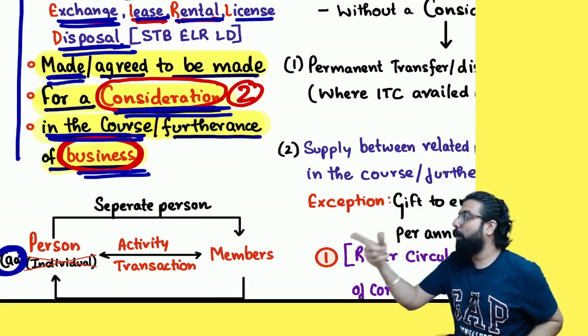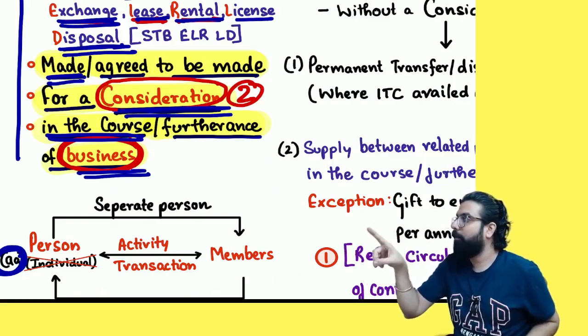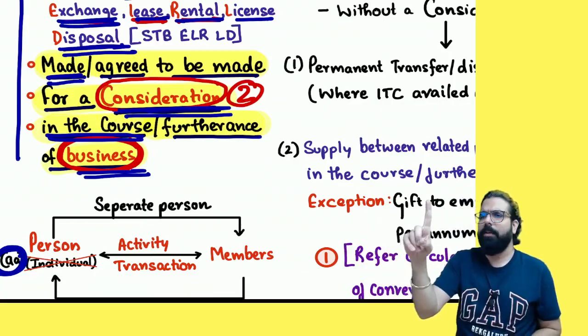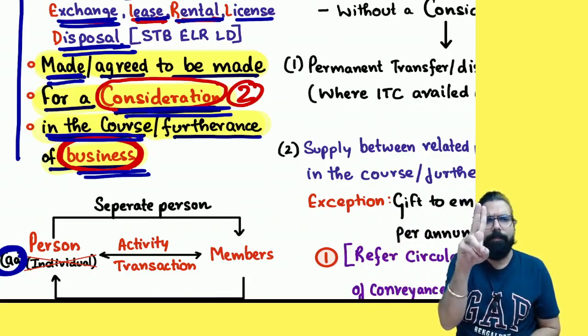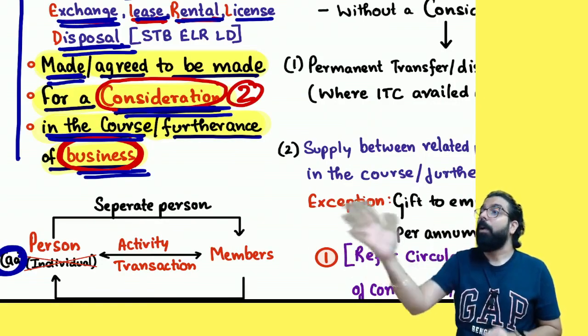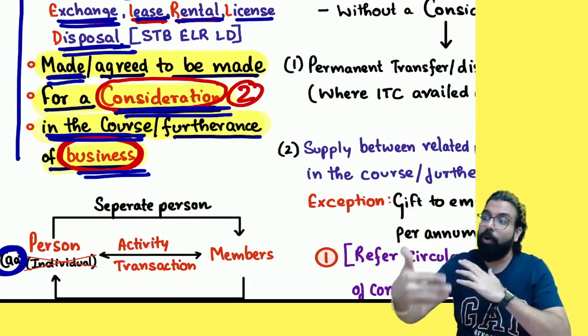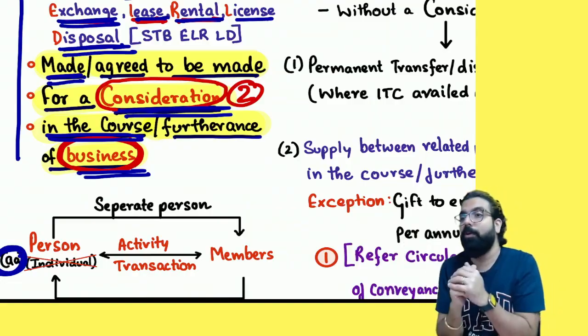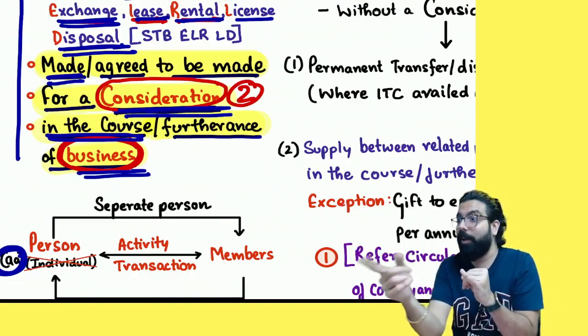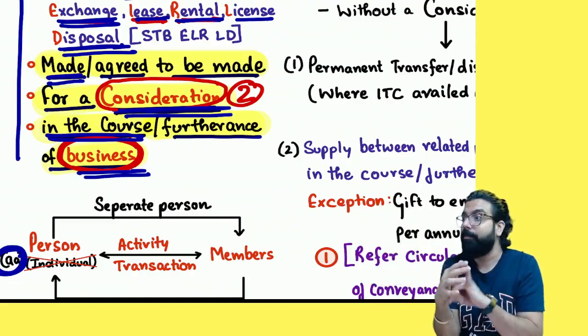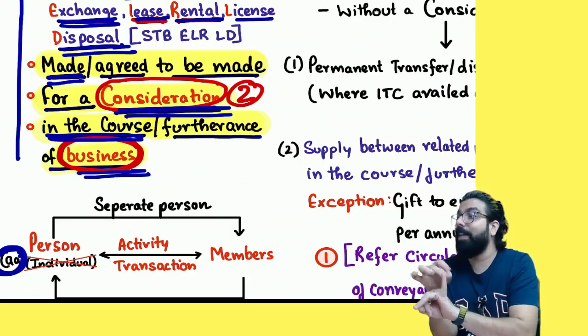My business is to give classes to you. Is it supply, not supply? Why? It's a sale, for a consideration. It's my business to give classes. But in the course of my business, you know what we do? We sell ID cards also and take 100 rupees, for example. That's not our main business, it's ancillary.